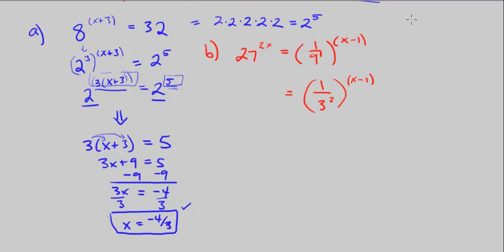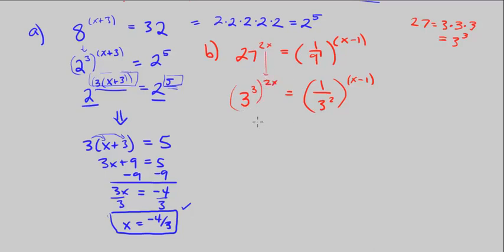27, well, what's 27 equal to? 3 times 3 is 9, times 3 is 27. So that's 3 cubed, 3 to the 3rd power. So we know 27 is equal to 3 cubed, and we want to take this and keep the power of 2x right there.